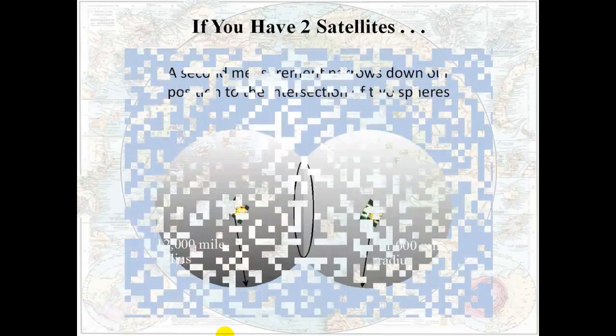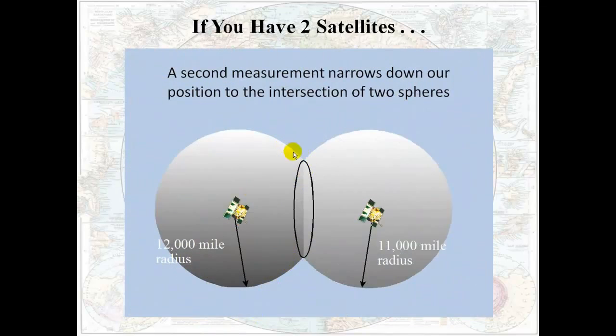But if we have two satellites, and we get the signals from the two satellites at different times, we know that we're on the sphere from the first satellite, and we know that we're on the sphere from the second satellite. The intersection of those two spheres is a circle. So now if we have two satellites, we know we're somewhere on this circle. Can't tell for sure where, but we're somewhere on the circle.